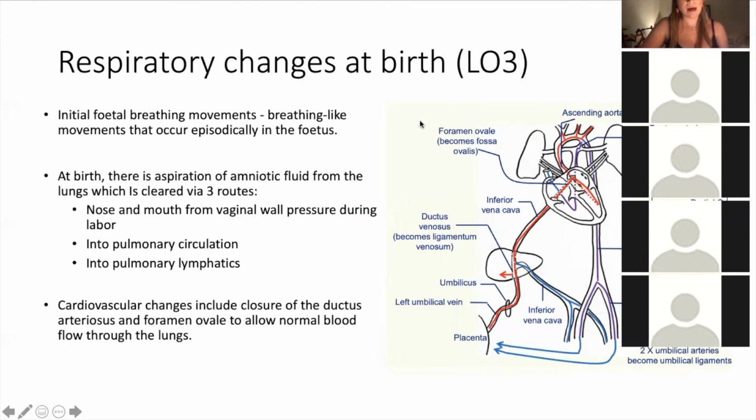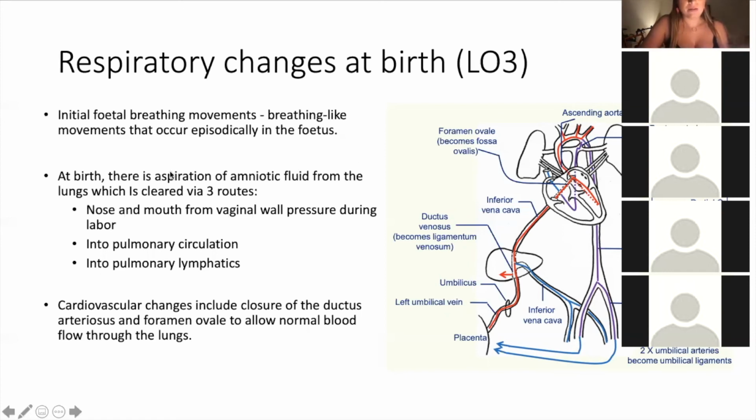Respiratory changes at birth is really important. So we have initial fetal breathing movements, which obviously occur within the mother, and it's breathing-like movements that occur episodically or often quite randomly in the fetus, and it's usually due to a contraction of their diaphragm. Obviously the fetus is not able to breathe, their lungs are still in fluid. The whole purpose of this is to start to exercise their accessory respiratory muscles to strengthen them ready to breathe when they are born.